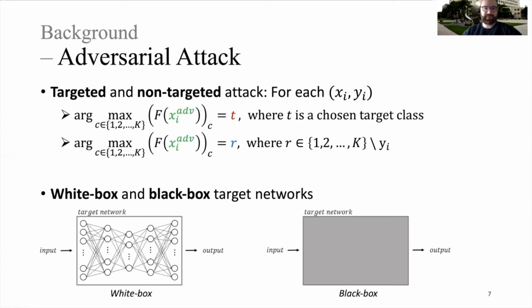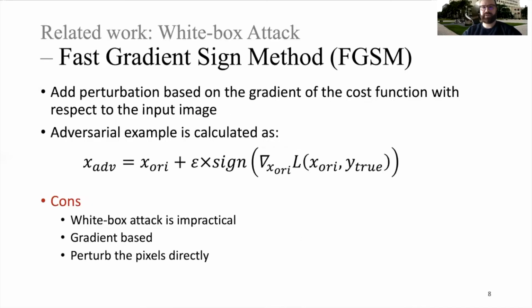In doing so, the attacker has two ways. The first one is white box access, where the adversary has complete information about the classifier. It knows its structure and also its weights. The second type, which is a bit harder, is a black box attack, where the adversary can only query the classifier. There are two existing works.